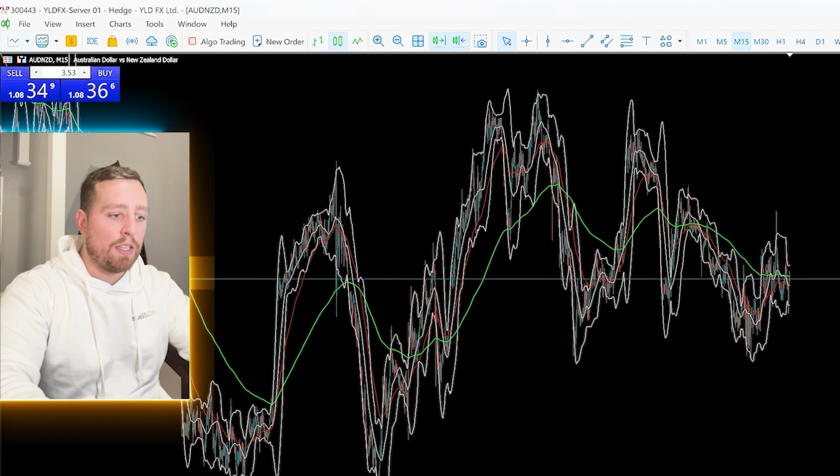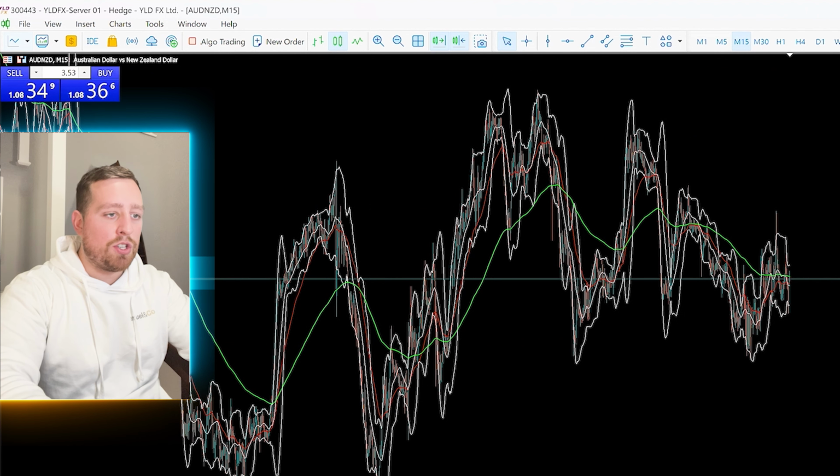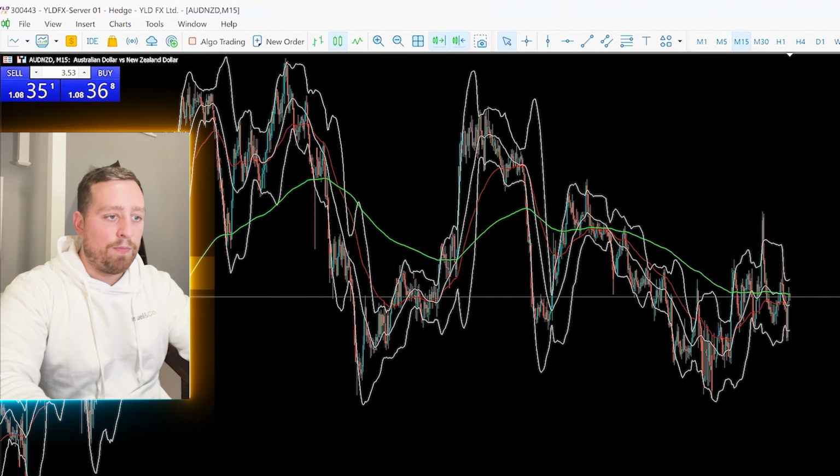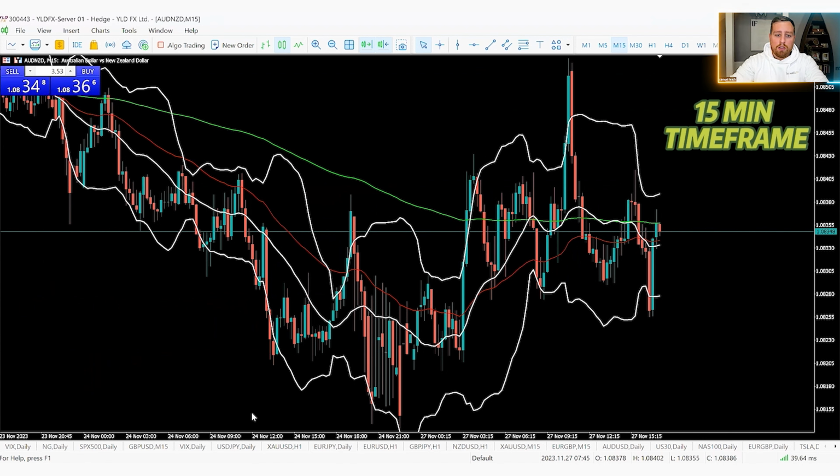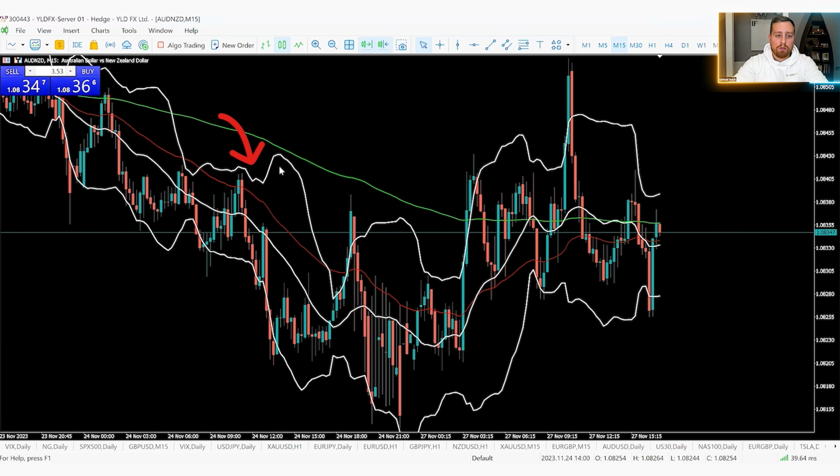Okay, so now we've got the bands put onto the chart. Let's analyze this slightly more in detail. You can see that we've got the Bollinger Bands here on the chart on the 15-minute time frame. You can see how we have the lower band here. We also have the middle, which is the moving average, and then we also have the upper band. So we have the two different standard deviations here of our lower band and upper band.